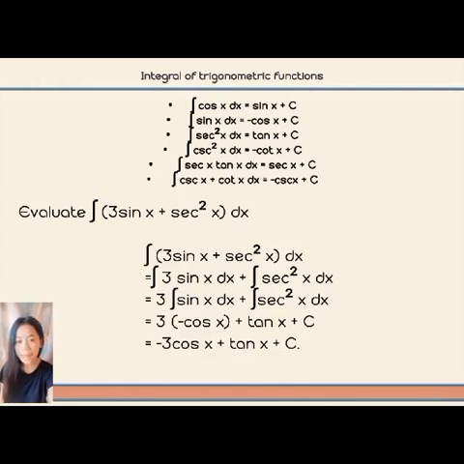The integral of sine x dx is negative cosine x plus c. So this is equal to 3 times negative cosine x, plus the integral of secant squared x, which is tangent x plus c, which is the constant of integration. Then we just simplify 3 times the quantity of negative cosine x, which is equal to negative 3 cosine of x, plus we have the tangent of x plus c. Now we have our final answer, negative 3 cosine x plus tangent x plus c.